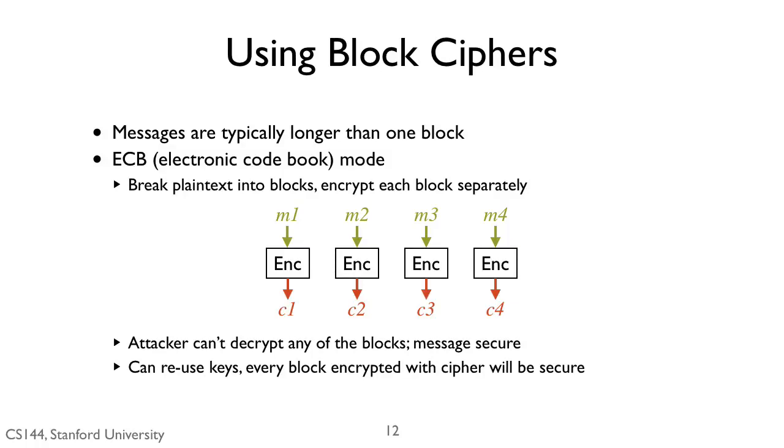So let's suppose we have a good block cipher. How do we use it? Messages are typically longer than a 64 or 128-bit block. One straightforward approach is something called ECB, or electronic codebook mode.